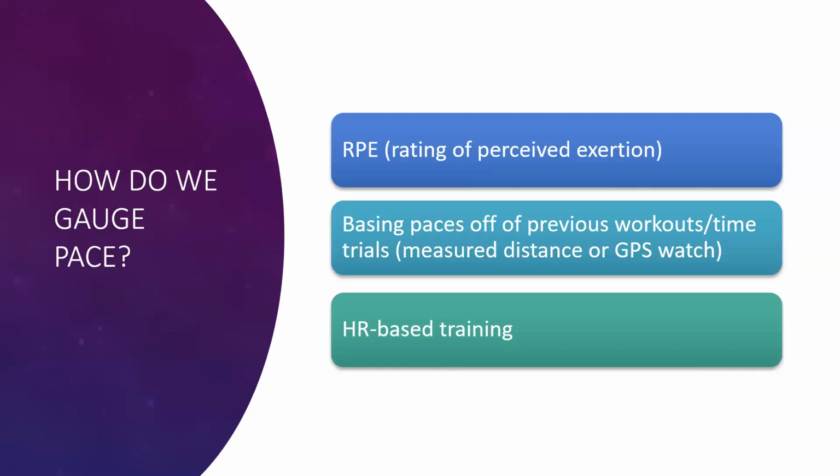So how do we gauge pace? This is a question that we've been trying to address a lot lately. A lot of you guys are not quite sure how to nail paces in workouts, and we can talk about this more during the Q&A if there's anything I can say to make it a little more clear. But there are basically 3 ways to do it. The first is rating of perceived exertion.